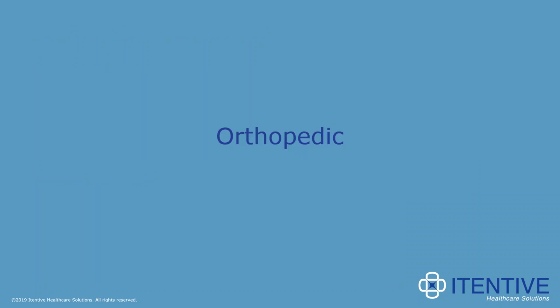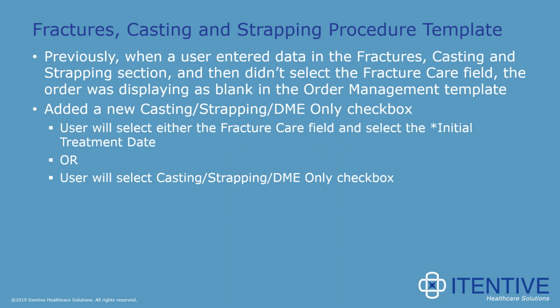If we move on to orthopedic, in the orthopedic, the fractures, casting, and strapping procedure template, when the user entered data in this particular template and then didn't select the fracture care field, the order was displaying as blank in the order management template. This was a defect that has been fixed in this template. This is a day 1 impact feature. There's no additional setup or configuration. It will work right out of the box, provided you have not modified this template.